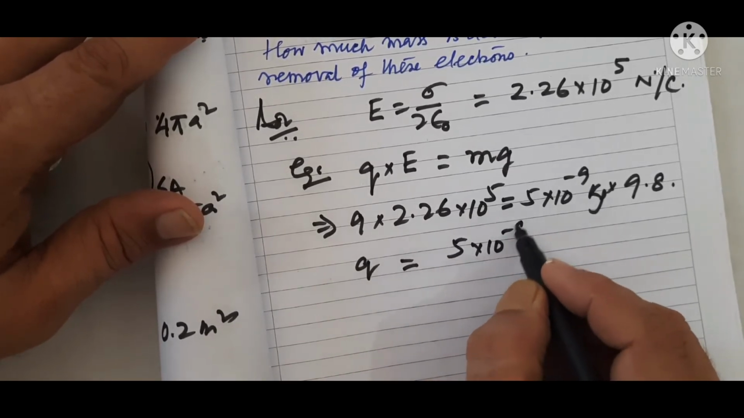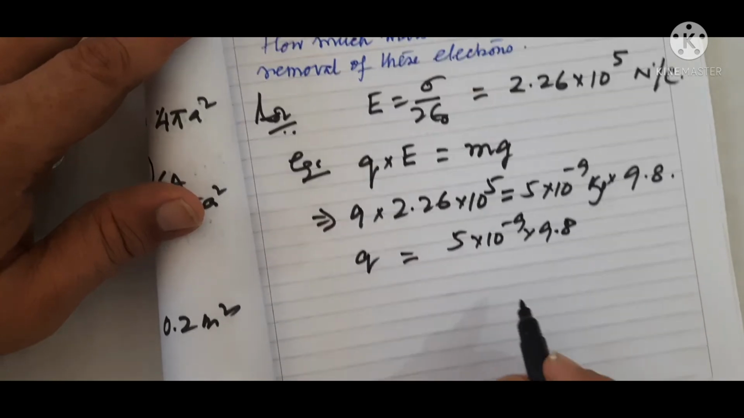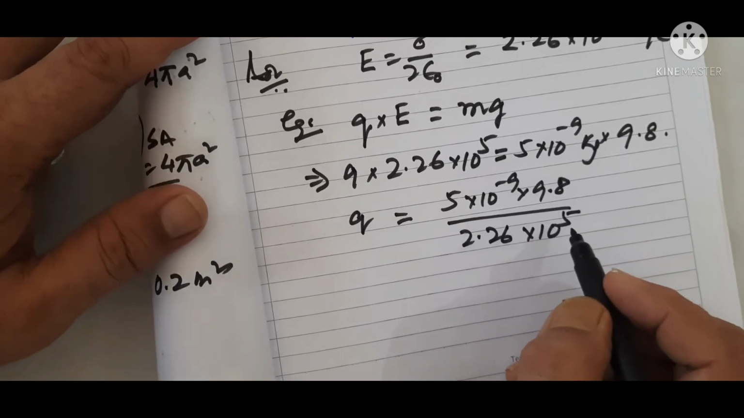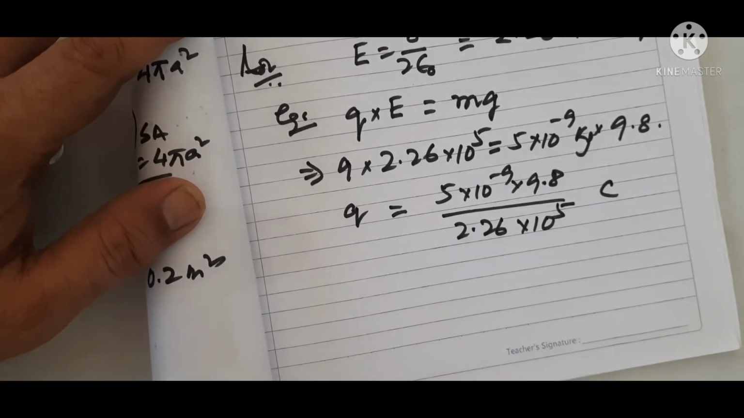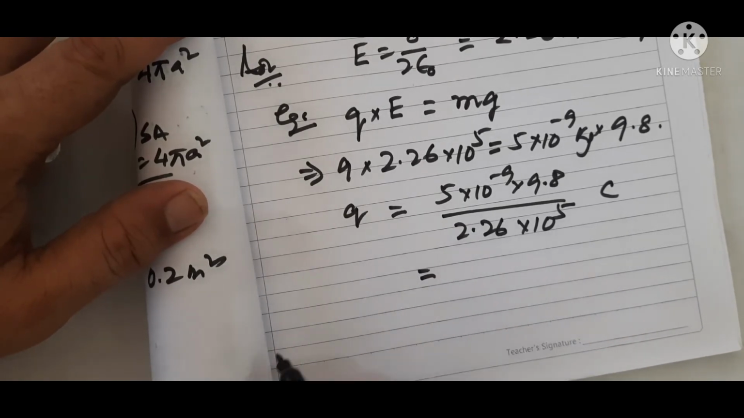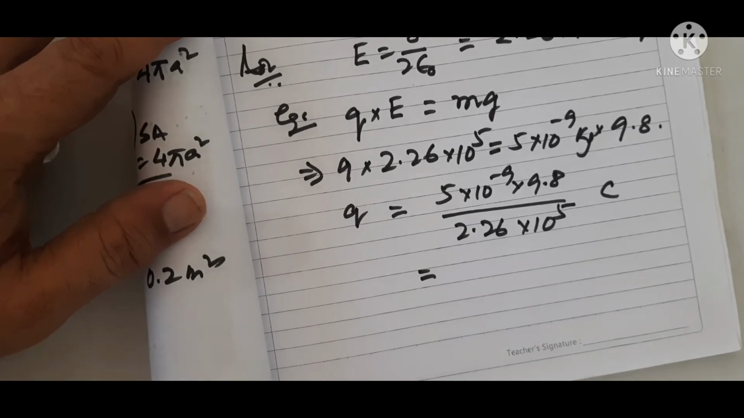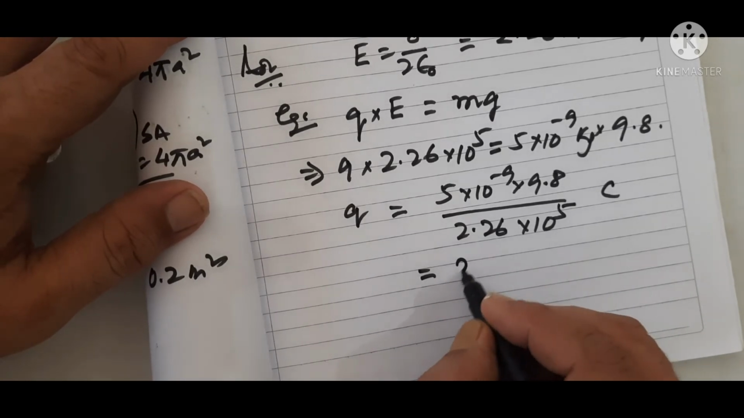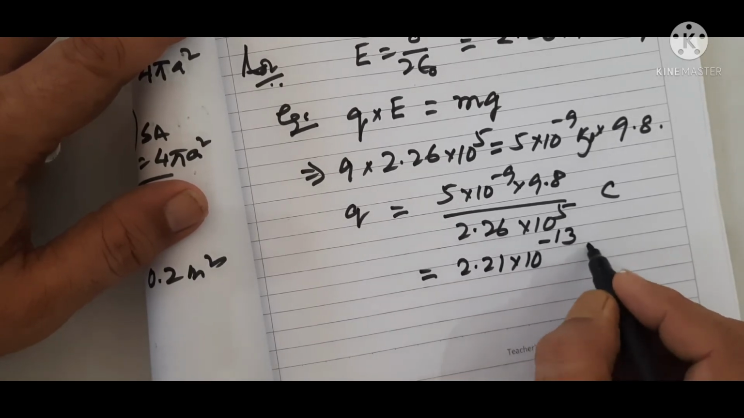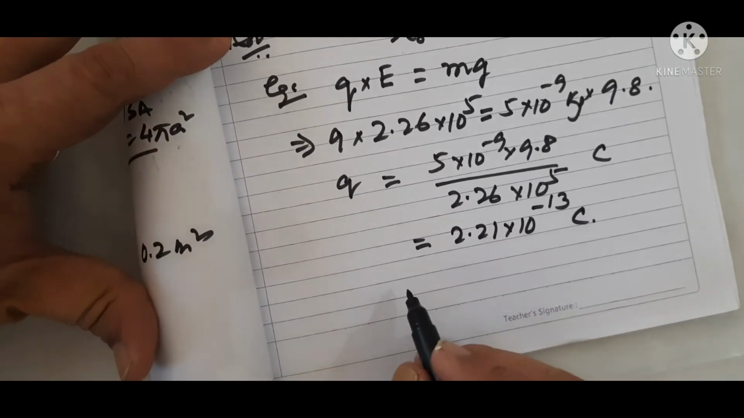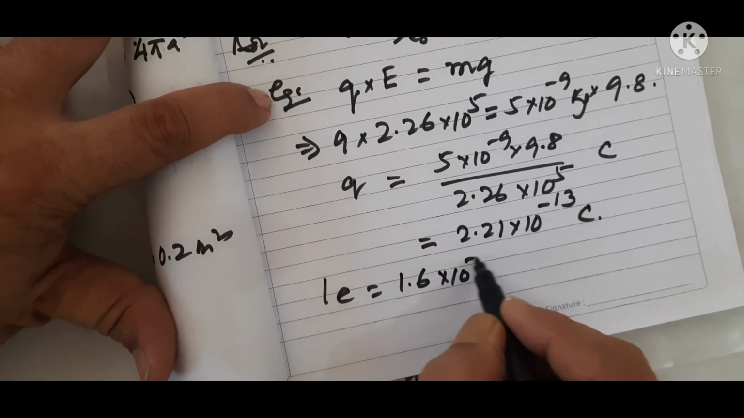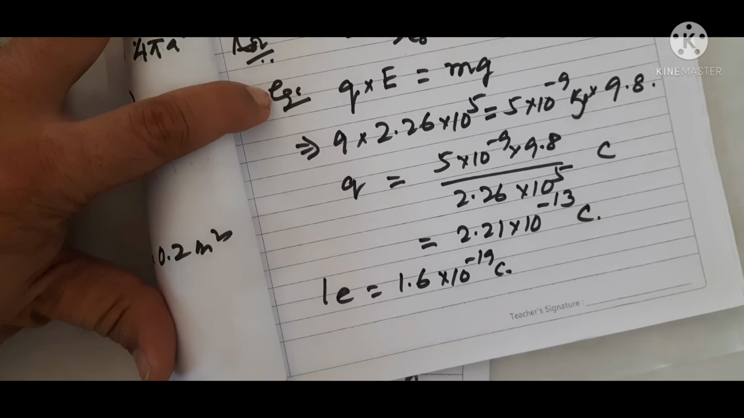5 into 10 to the power minus 9 into 9.8 by 2.26 into 10 to the power 5. That much coulomb. I am calculating with a calculator. That is 2.21 into 10 to the power minus 13 coulomb. Now the charge on one electron we know is 1.6 into 10 to the power minus 19 coulomb.